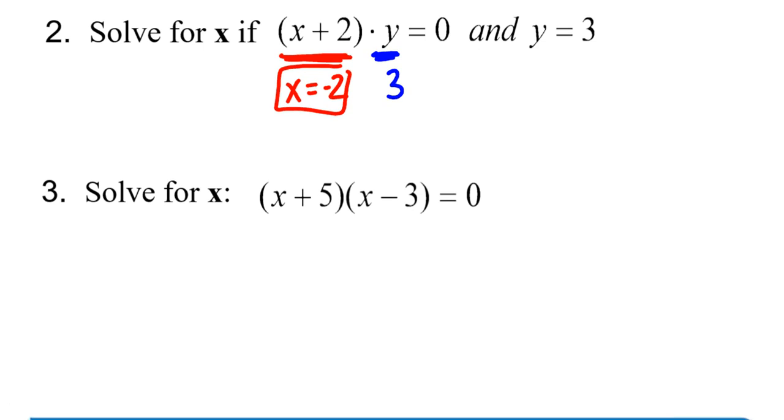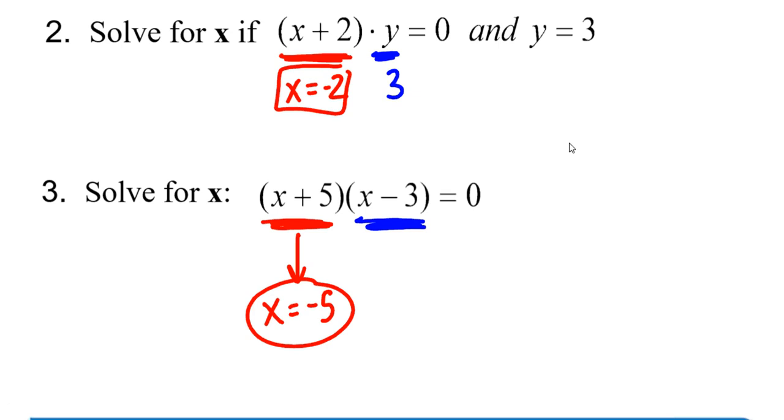Now what if I have 2 variable statements? Again, the game's the same. Red times blue equals 0. If I have 2 items and I'm multiplying them, one of them has to be 0. What would make the red thing be 0? The red thing would be 0 if x equaled negative 5. If x were equal to negative 5 and I put it back in, what would happen?